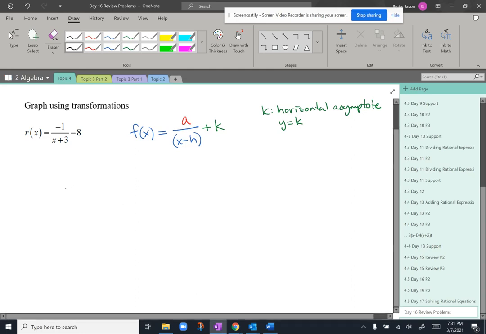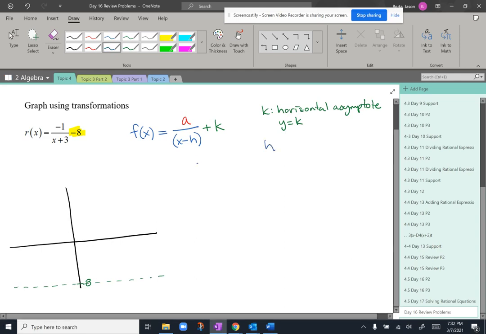So here, if we are to graph our function r of x, we will have a k value of -8, which corresponds to a horizontal asymptote at the line y equals -8. I'm just going to write in the -8 down there.